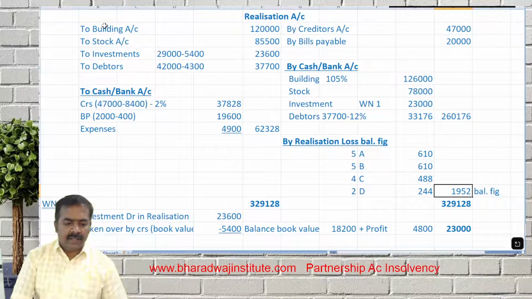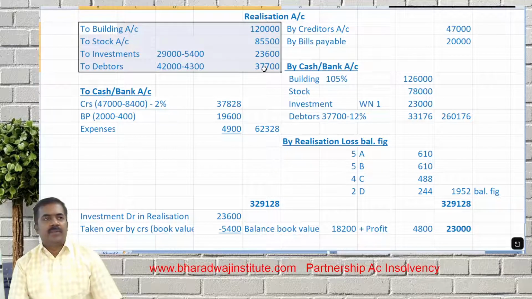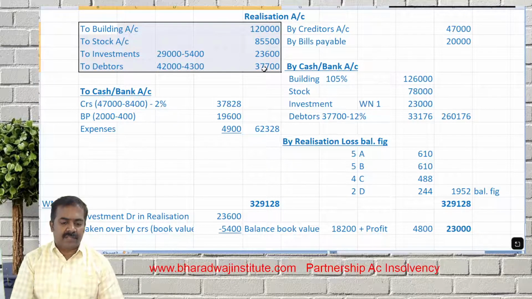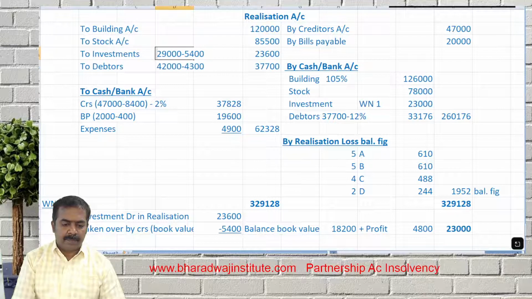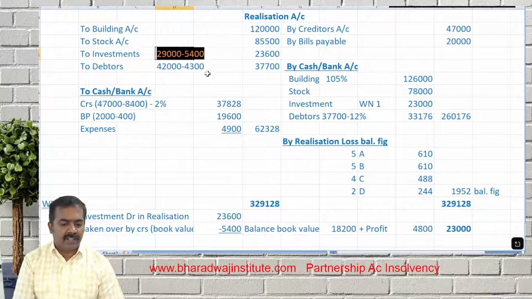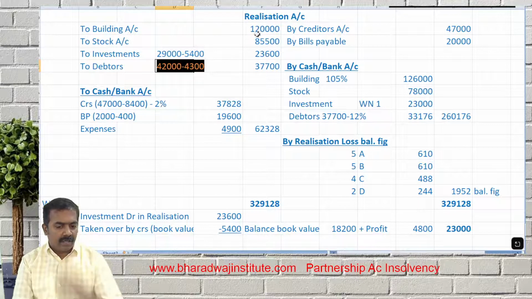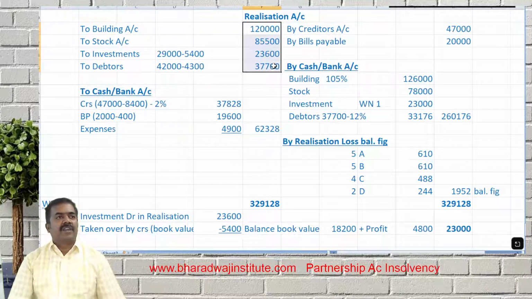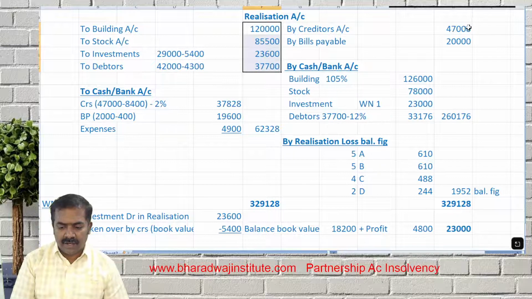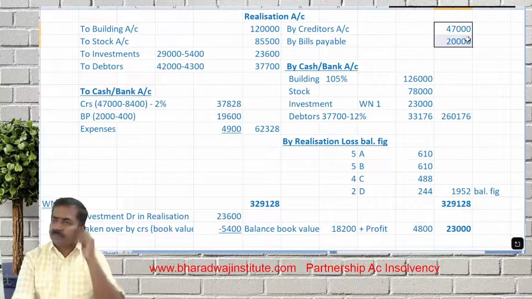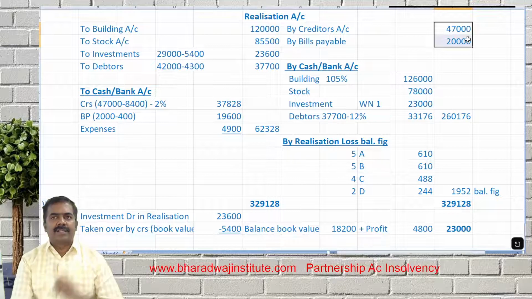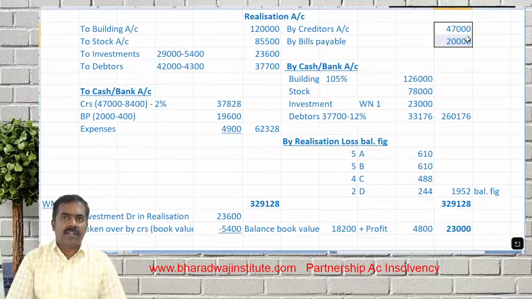Once again, I repeat. Transfer assets at book value. Book value means after rectification of error. Investments misappropriated by C, 5,400 got eliminated there. Debtors realized and misappropriated, 4,300 got eliminated there. So these are all after rectification of errors, book value. Transfer liabilities at what value? Book value. Creditors attaching an asset, 8,400. Will it be recorded in books? It will not be recorded in books.